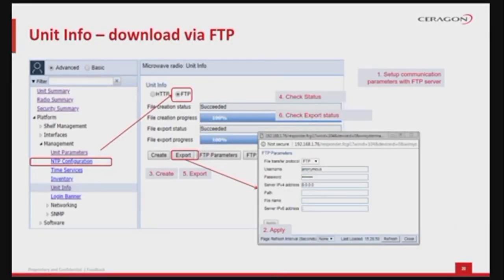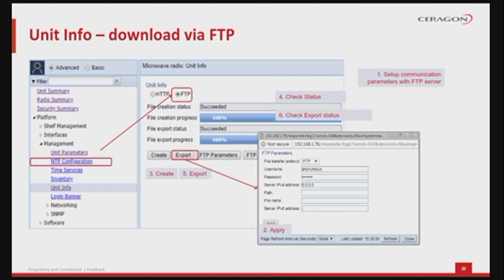To generate the unit information file and download it using the FTP protocol, do the following. From the same web EMS page, select FTP. Now, follow these steps. 1. Configure the IP50 or IP20 FTP communication parameters with the FTP server. All these actions and associated parameters were previously explained. 2. Then, click Apply.